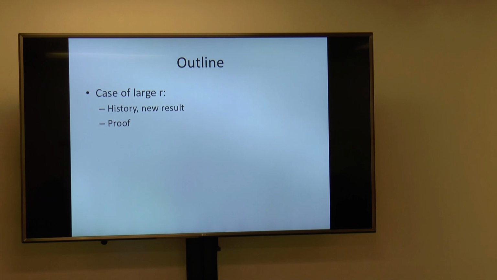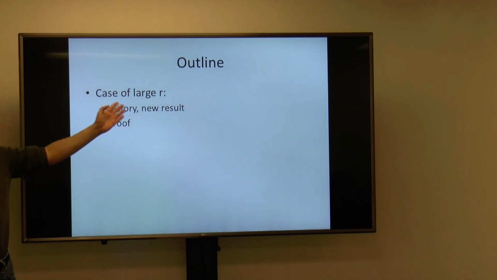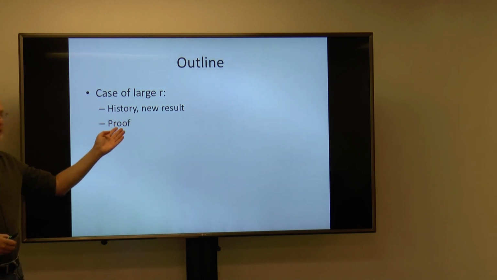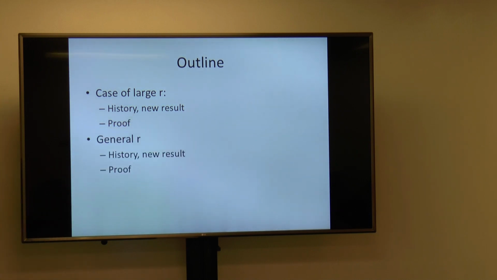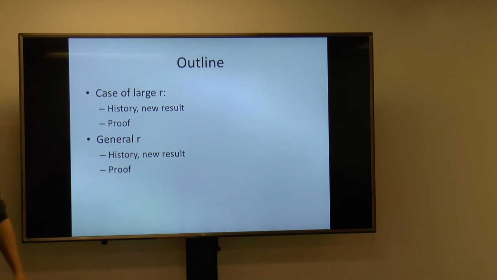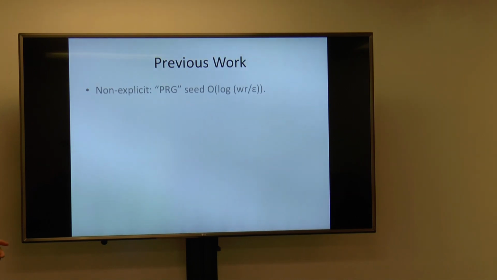So in this talk, I'm going to discuss pseudorandom generators and hitting set generators for read-once branching programs. So I'll start out with the case of large R. This R, again, is the number of random bits read. So this is the setting that we're most interested in. I'll give the history, the new result, and I'll give you the proof. And then I'll talk about more general R, and again, the history and the proof, and some bonus material. And concluding.